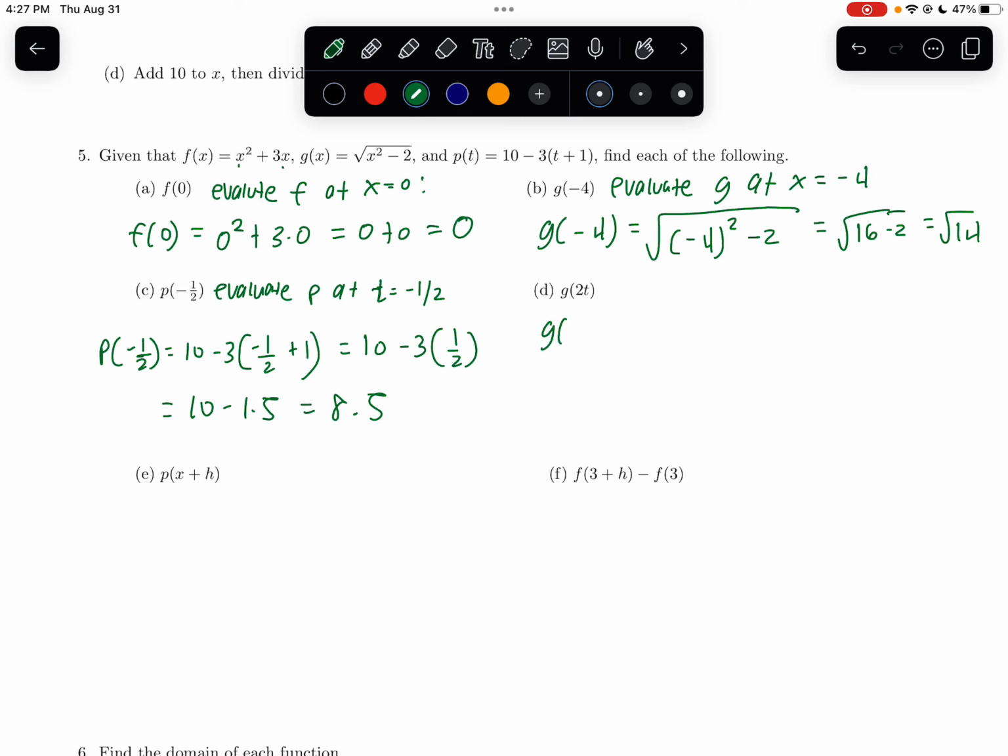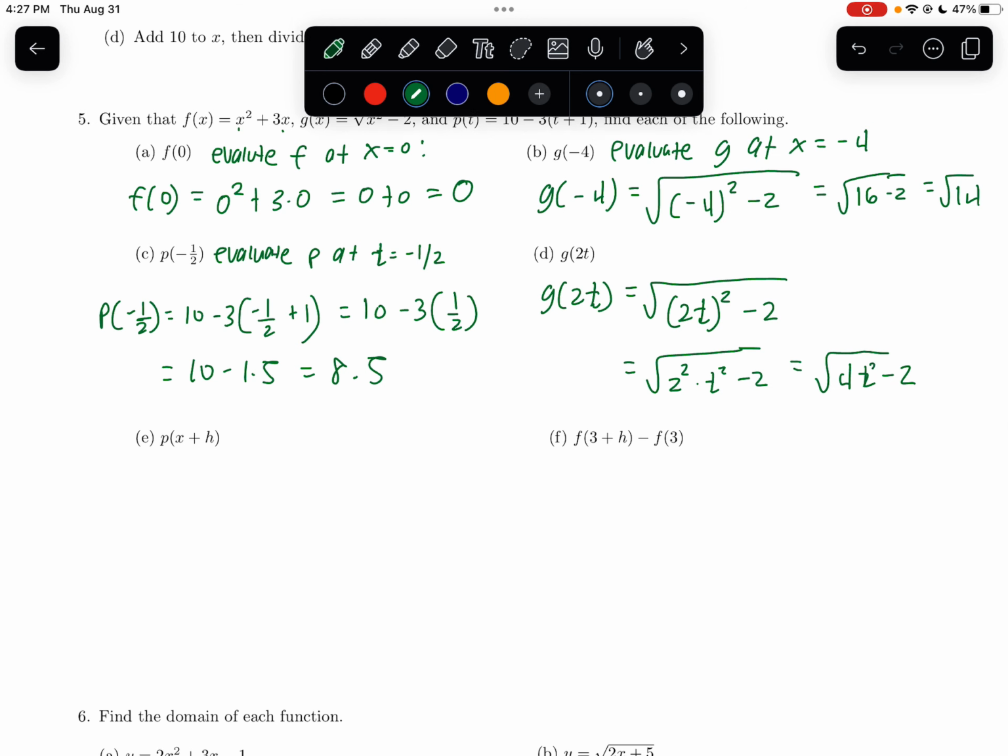Okay, so g of 2t, your input variable just is replaced with 2t. So this would mean that you would take the square root of 2t all squared minus 2. And when you square something in parentheses, you have to square each term. So this is 2 squared times t squared minus 2, or the square root of 4t squared minus 2.